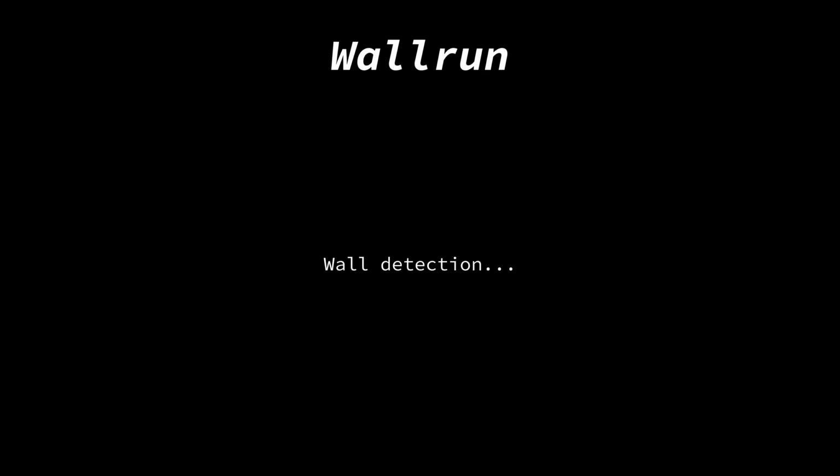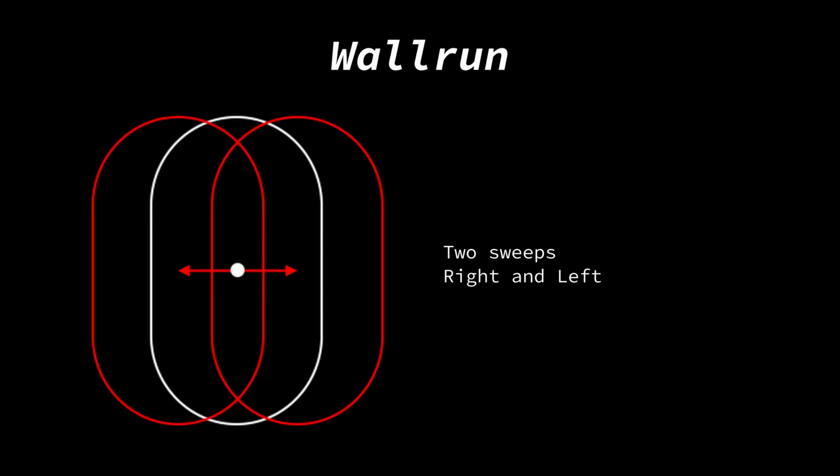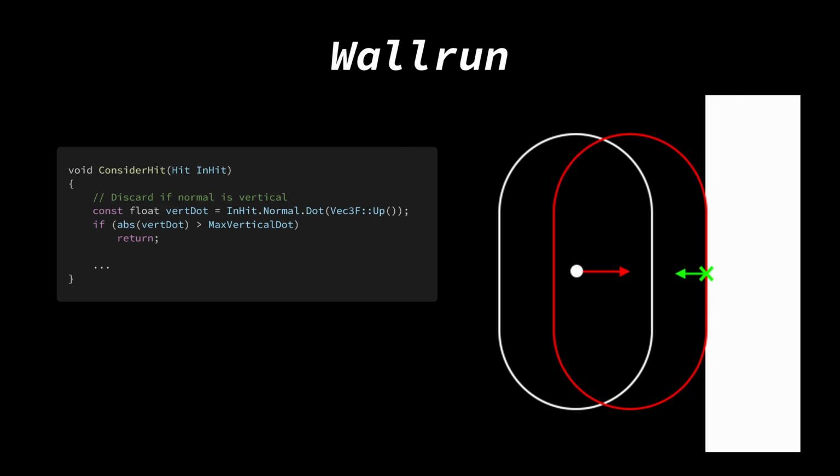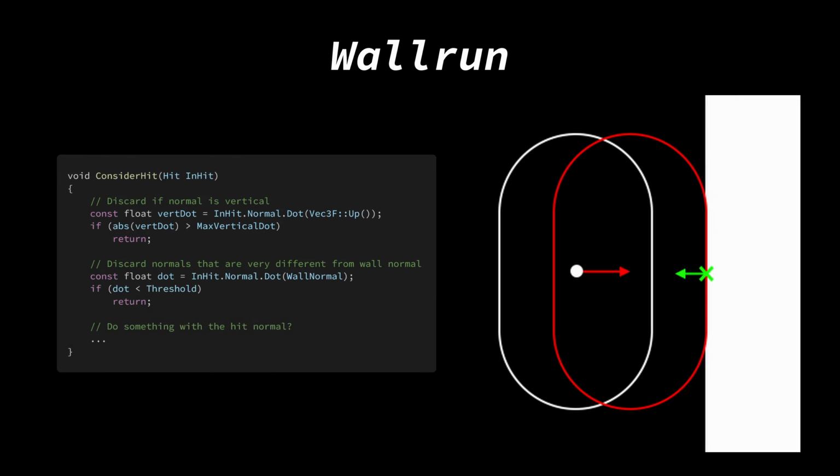I think I've got a pretty good solution figured out. I make 2 sweeps, to the right and to the left, relative to the player rotation. When a wall is hit, I consider the hit normal. First of all, we don't want to consider hits on the floor and ceiling, so that's why we discard if the normal is vertical. Secondly, the hit normal has to be close enough to the current wall normal. We don't want to consider hits from a completely different direction.